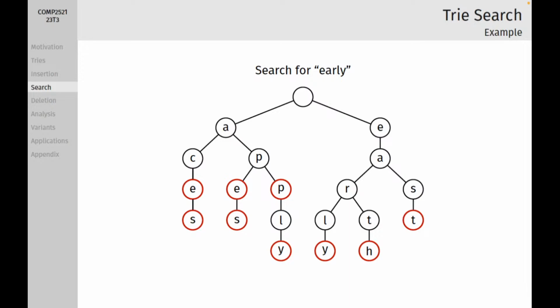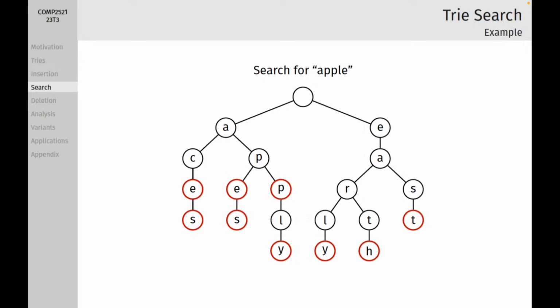So here are some examples. Suppose we have this trie and we are searching for the key early. In this case, there is a path corresponding to the letters E-A-R-L-Y, and the Y is a finishing node. So that means early is in the trie.